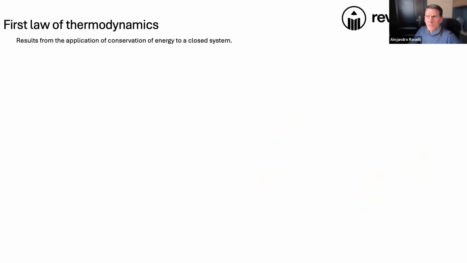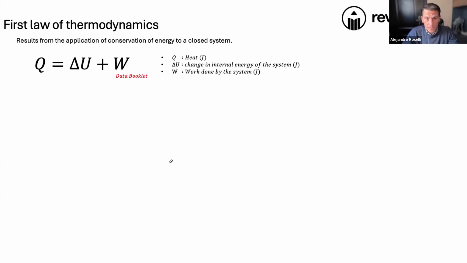Now, stepping into the B4 section of the syllabus. The first law of thermodynamics, that's where we are headed right now, results from the application of conservation of energy to closed systems. It's a consequence of conservation of energy. It requires its symbolical representation by means of this equation: Q equals delta U plus W, one of the equations that you will find in your data booklet. And let's see what each of those symbols represent.